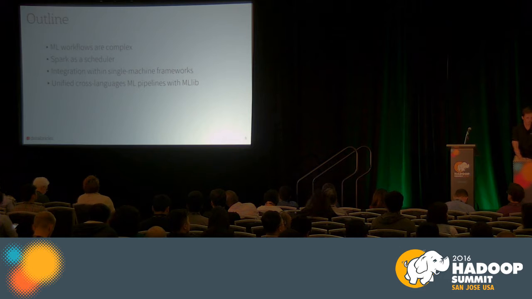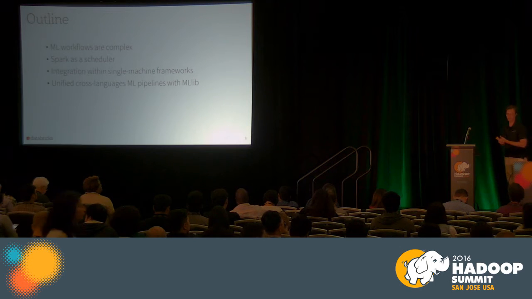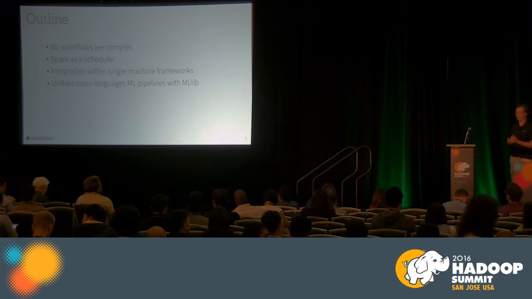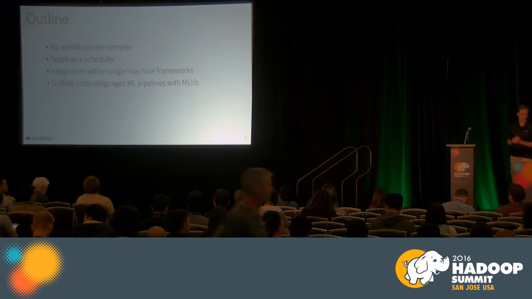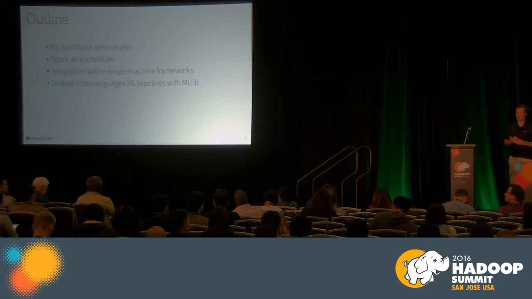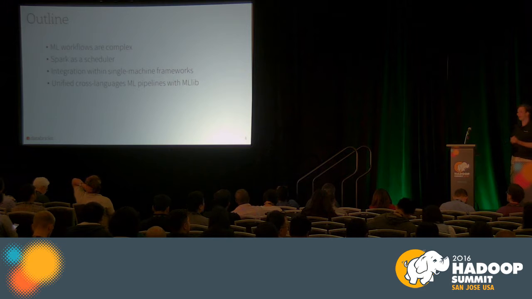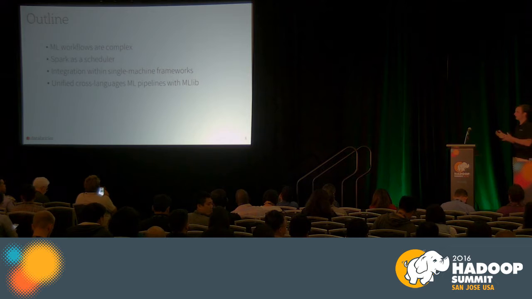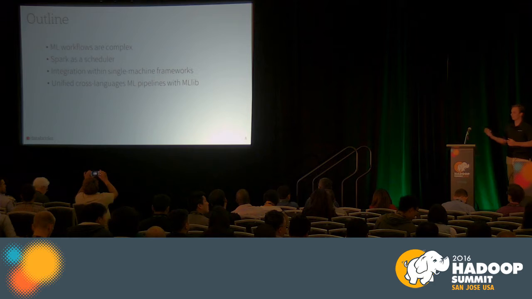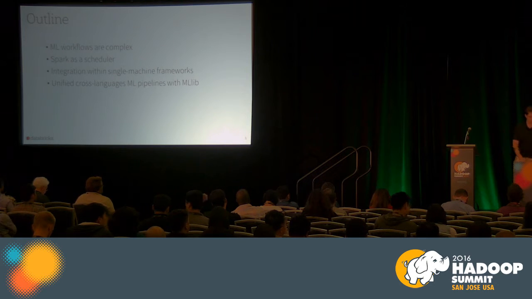Today will be about machine learning workflows. We'll see why they are so complex and why it makes sense to use Spark in this case, even though you don't necessarily have large-scale data sets. Then I'll show you a few examples in which, even though you may not think that Spark is relevant for the problem, it is actually a tool that can be beneficial for some of your machine learning problems. And finally, I'll talk a bit more about MLlib.